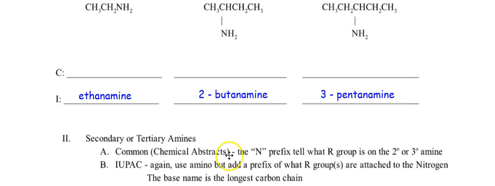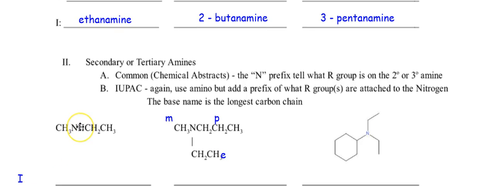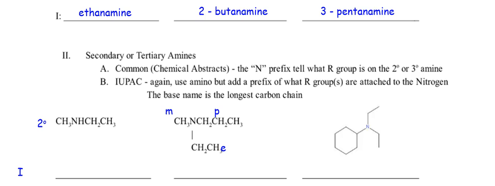Okay, so in the IUPAC, the N is going to tell you what the R group is on the secondary or tertiary amine. So the point here is, in this case, is it primary, secondary, tertiary? This is a secondary. And what does that mean? You have 2 carbons attached to it. So how you name this is that your longest carbon chain, in this case I have 2 carbons. So it becomes an ethylamine.